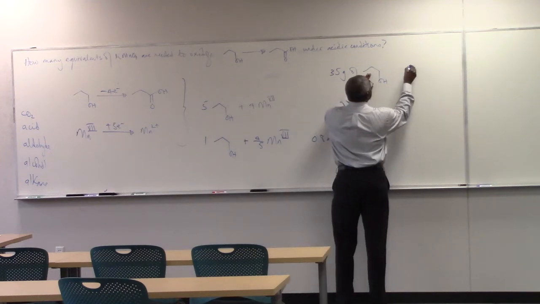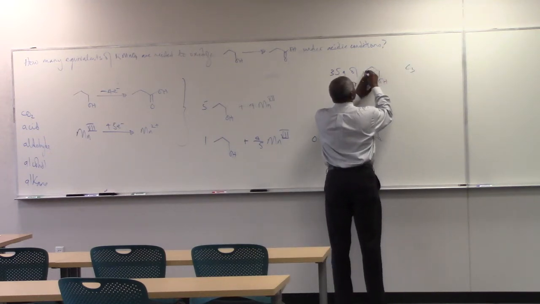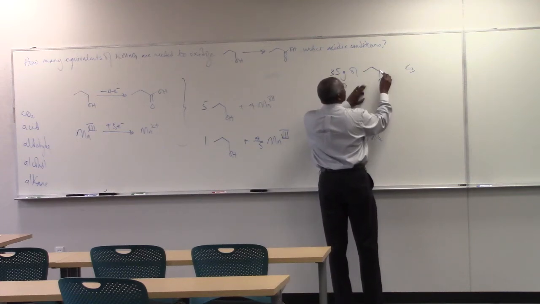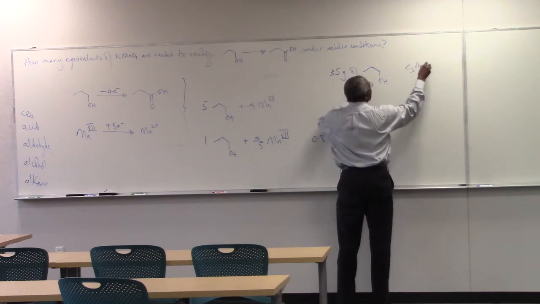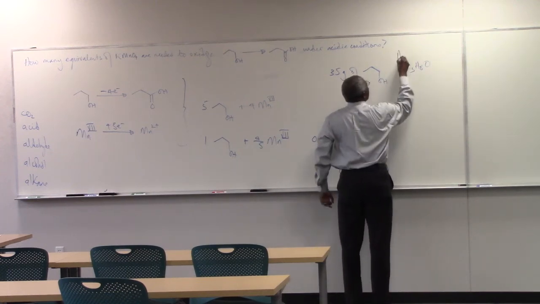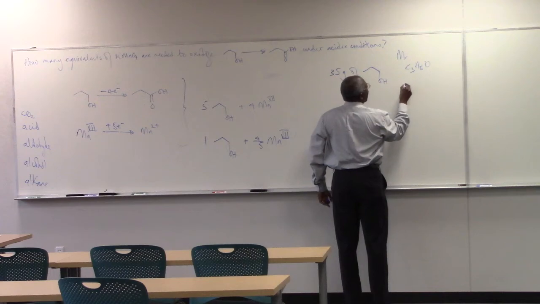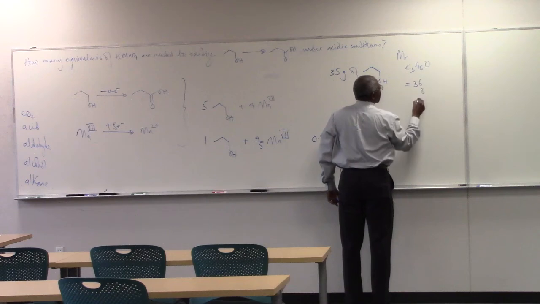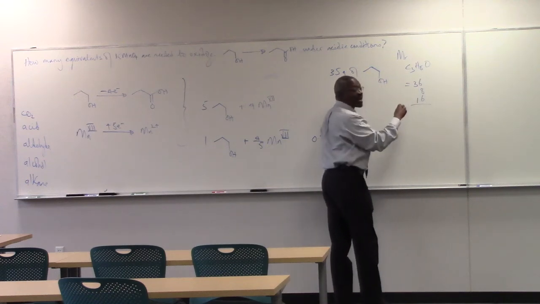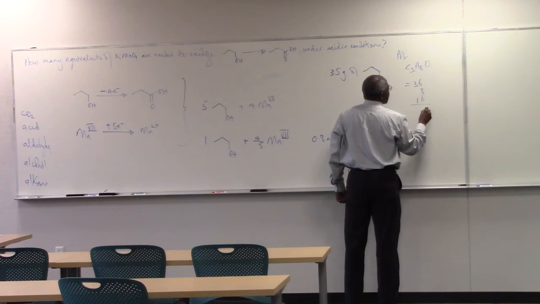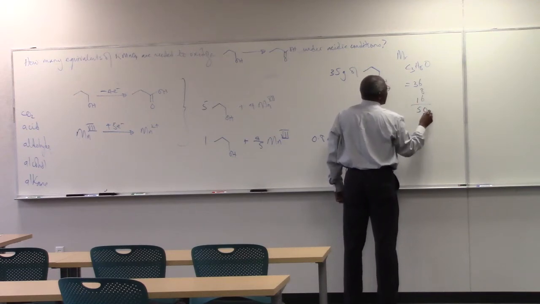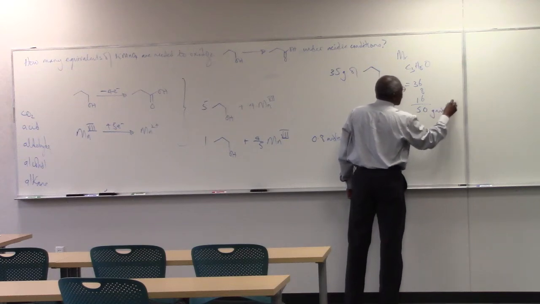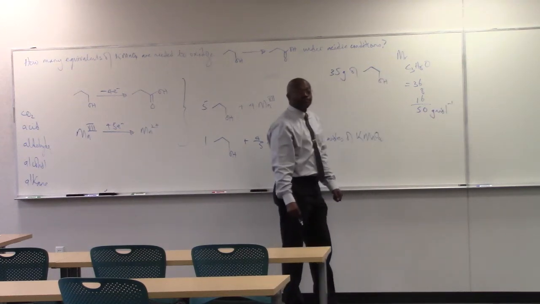Well, the formula is C3H8O. So the molar mass of this is going to be 3 times 12 is 36, plus the 8, plus 16 for the O. These are atomic masses. So that's 36, 44, 60. So the molar mass of this compound is 60 grams per mole.